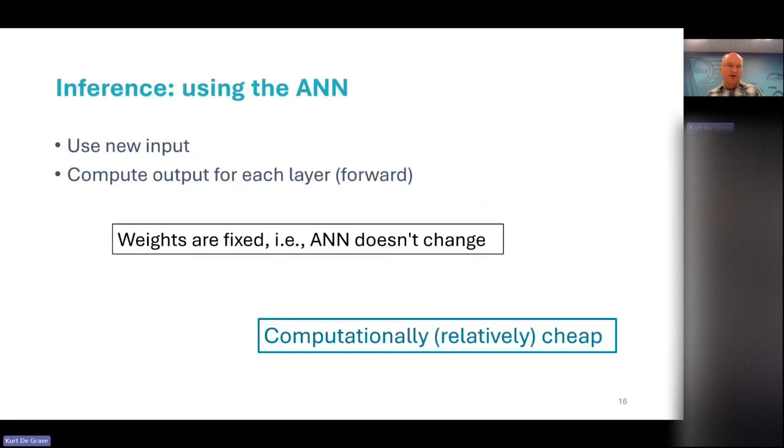So inference is easier. You only have to go one way through the network from left to right, and you don't have to change the weights. And therefore, it's cheaper to do inference.